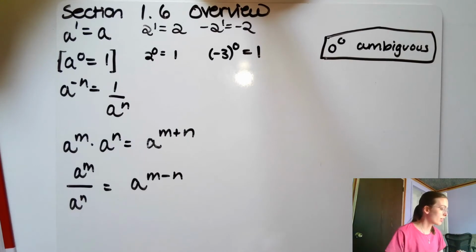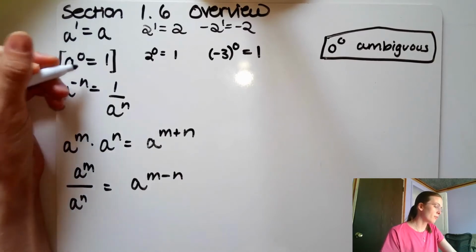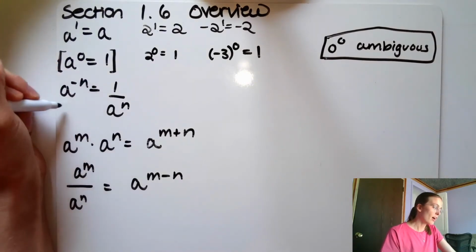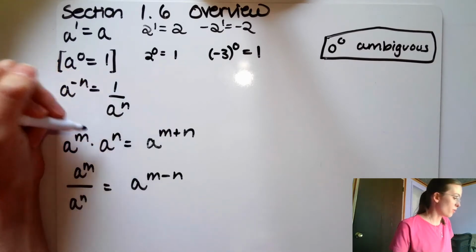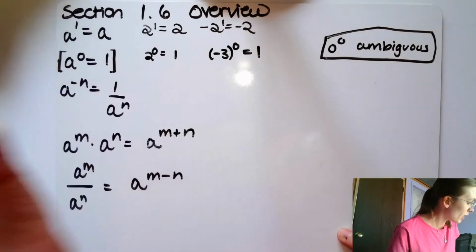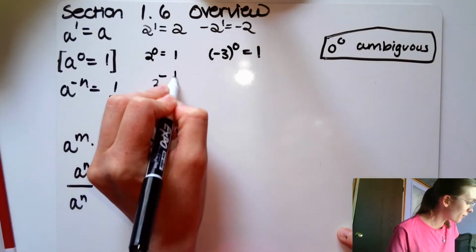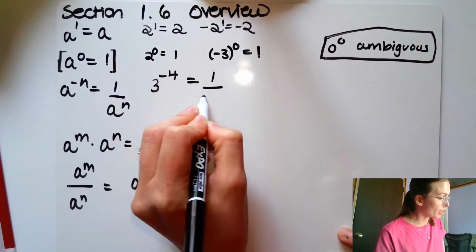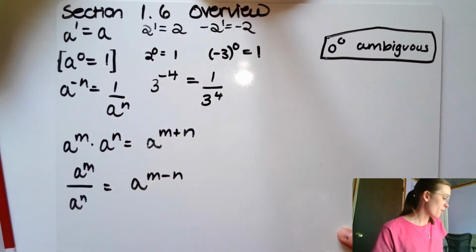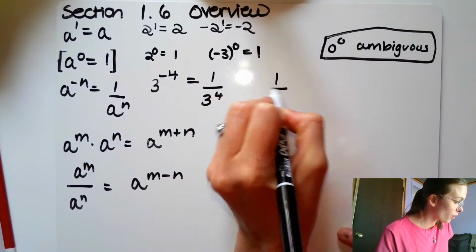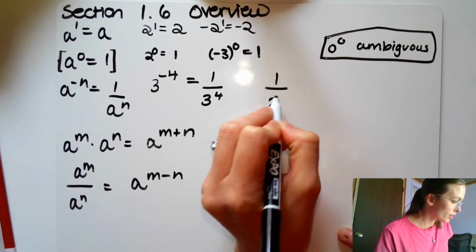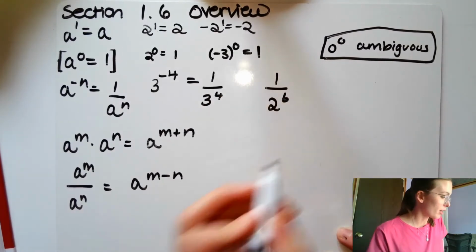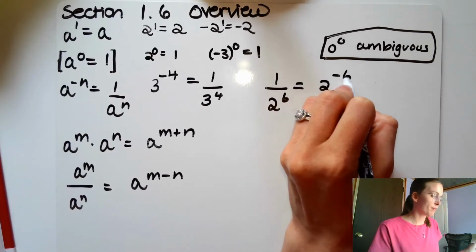Okay, the next rule, the negative exponent rule. Where n is any integer and a is any real number, a to the negative n will be 1 over a to the n. So for example, 3 to the negative 4 is the same as 1 over 3 to the 4th. If you've got 1 over 2 to the 6th power, that's the same thing as 2 to the negative 6.